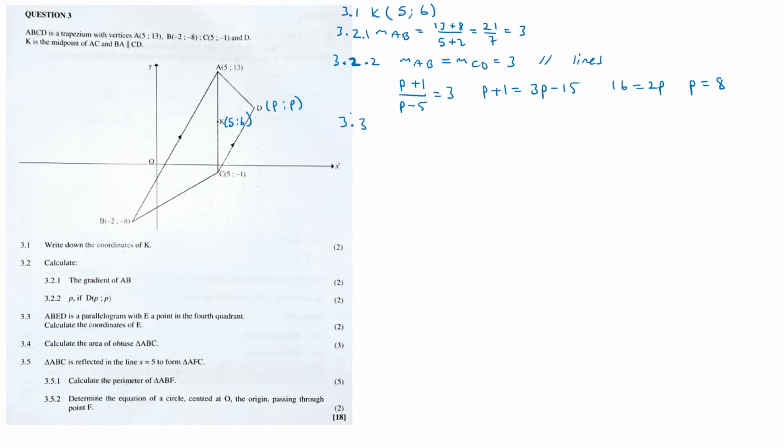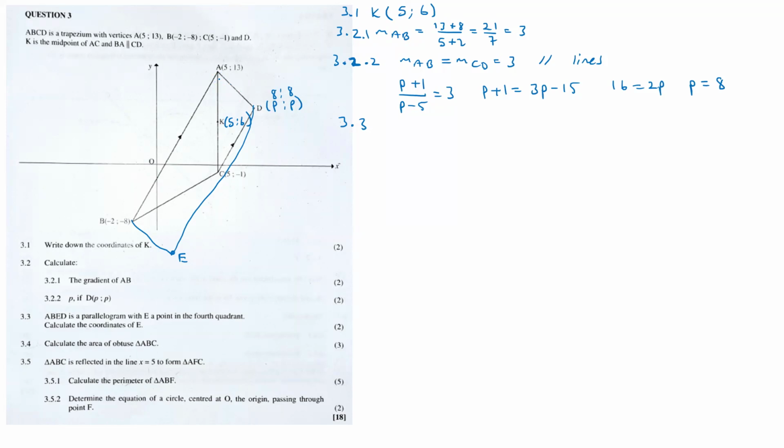3.3. ABED is a parallelogram with E a point in the fourth quadrant. Right, so E will be somewhere here. So ABED is a parallelogram. Calculate the coordinates of E. Again, exact same question as the previous question. Now the coordinates of D are (8, 8).